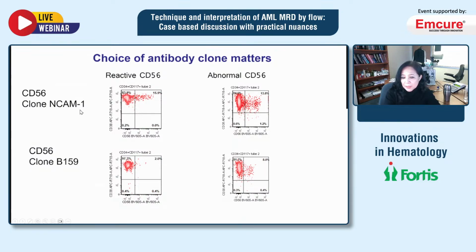This is the one commonly used by a lot of people, CD56 and CAM1. So, if you see, this is reactive, and this is neoplastic, like a CD56. This is the same case, and we use another clone. You actually sometimes still see a little bit, but much less reactive CD56. So the neoplastic one, you're still able to detect them, right? So this is important to choosing good reagents, to avoid non-specific reaction in the reactive cases.